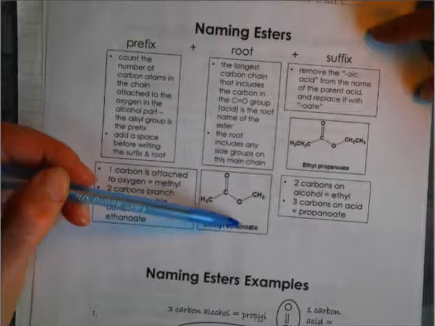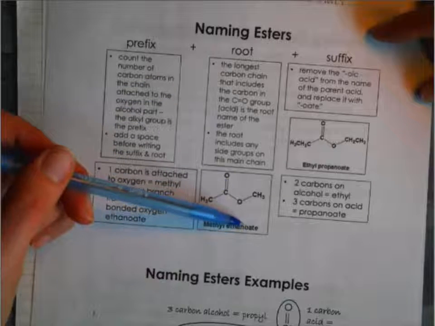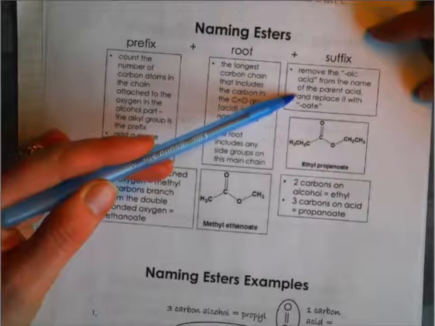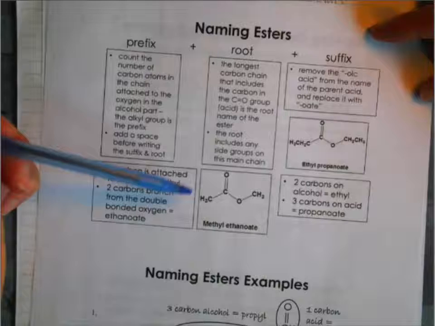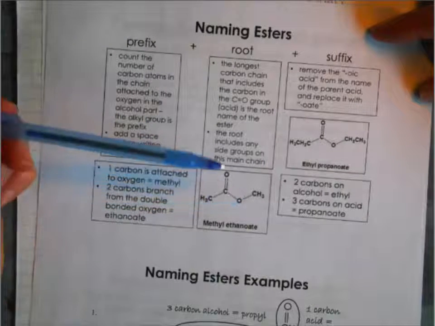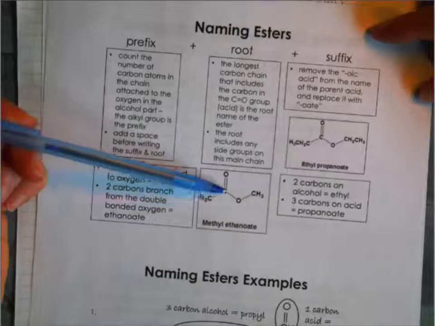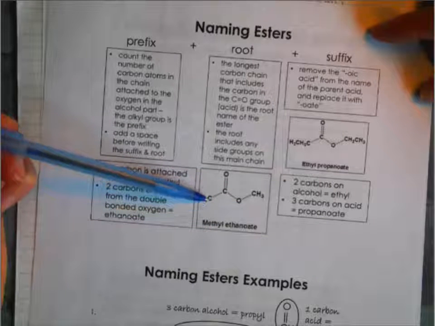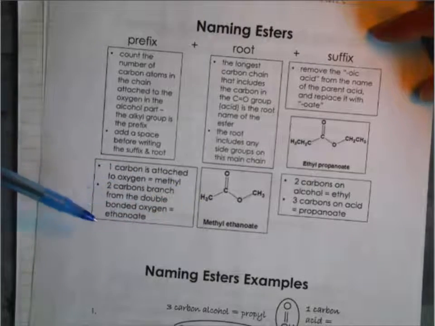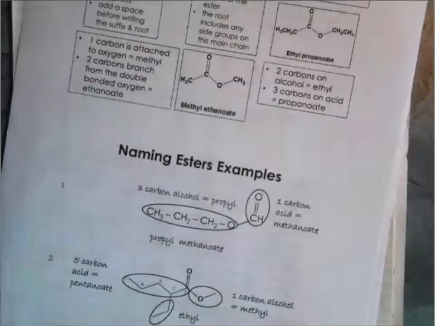And then for the end of it, essentially just the way we did with ethanoic acid, instead of oic acid, you're substituting in oate. So remove oic acid from the name of the parent acid and replace it with oate. Okay. So parent acid, all that means is like if this oxygen would have had the hydrogen, then we know that its name would have been ethanoic acid, right? And so when we name an ester, we just replace the oic acid with oate. Yeah, hopefully that makes sense. I'll go through a couple of examples to see if it helps you.